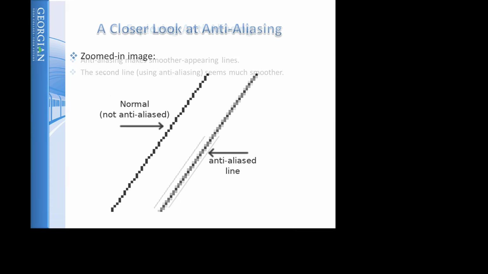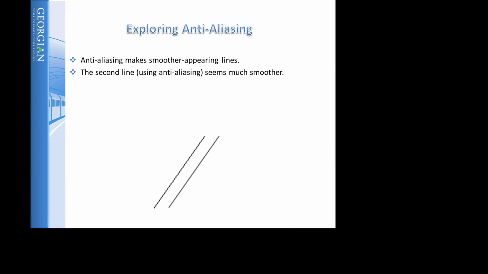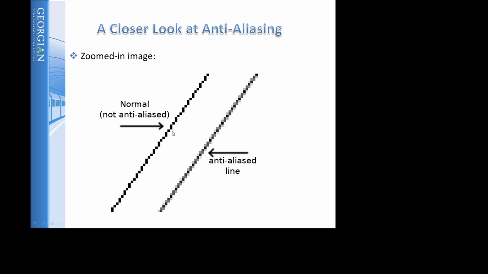Here's something I want to talk about a little bit too. There's this idea of anti-aliasing. Anti-aliasing makes smoother appearing lines. Let's take a look at that as a close-up. Here's the normal non-anti-alias line, and here's the anti-alias line, how it adds in these other colors to make it look smoother.